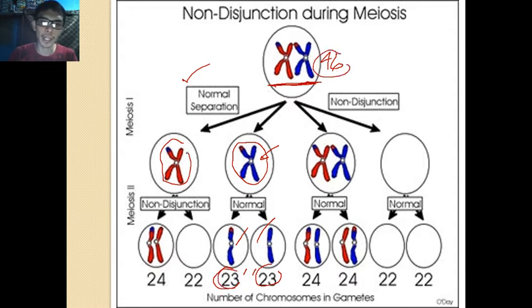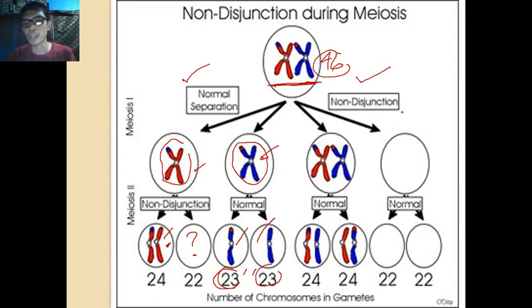So when the cell undergoes non-disjunction in meiosis 2, these two fail to separate. So there is an extra chromosome here and a missing chromosome in this cell. What will happen if this is a sperm cell and it fertilizes an egg cell? The organism will have a missing chromosome or an extra chromosome.